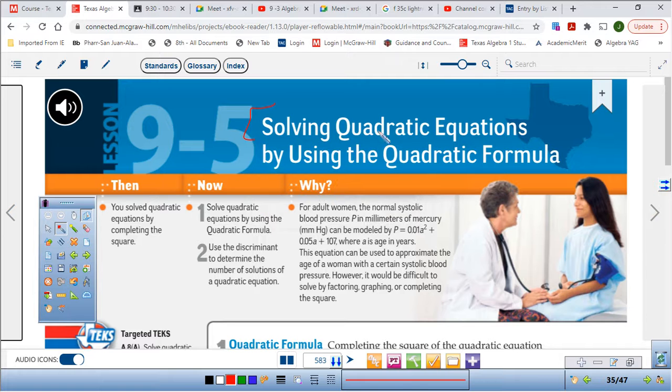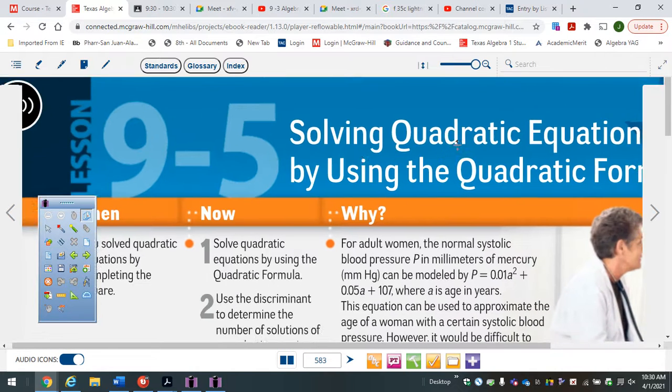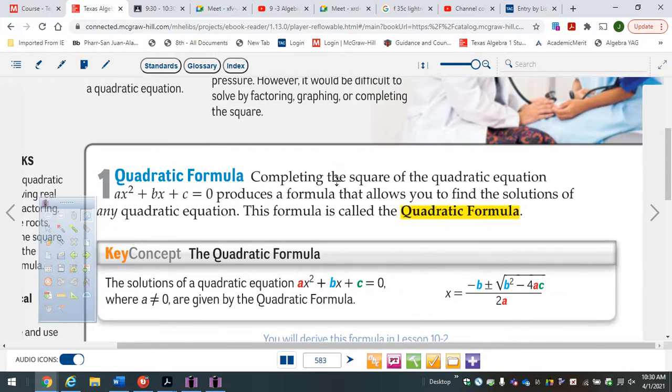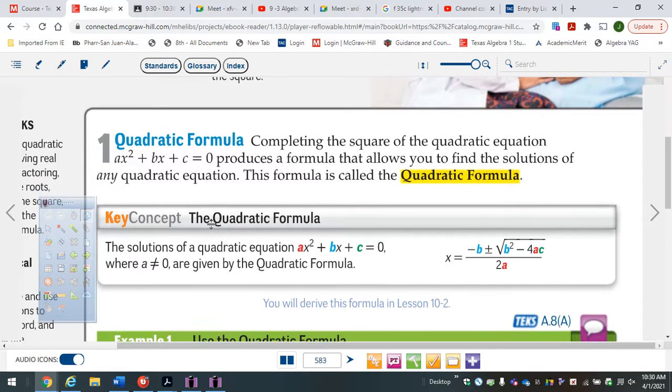Okay, guys, we're going to continue solving quadratic equations using the quadratic formula. Remember, solving means your x-intercept, your zero, your solution, your root, all that good stuff. We have different ways of doing it, but today we're going to cover the quadratic formula. I'll do 4 examples, and then you're on your own.